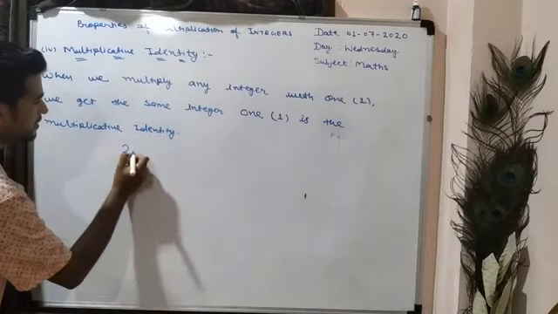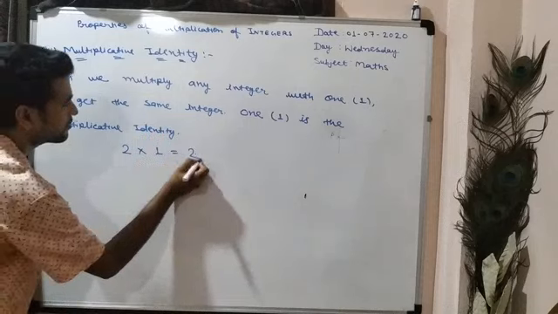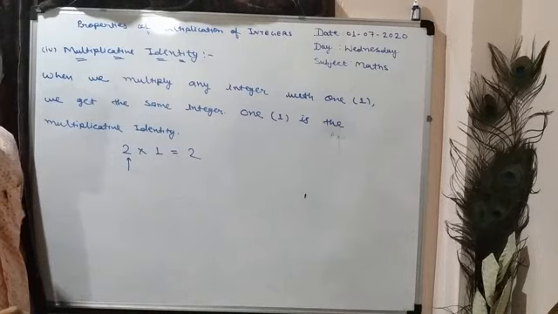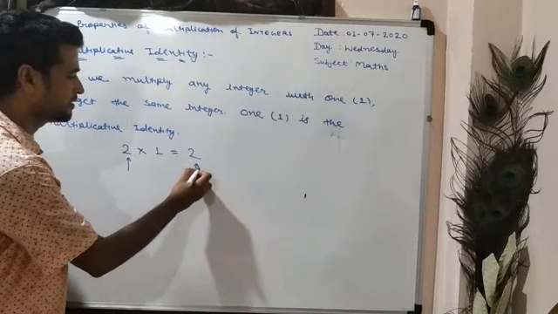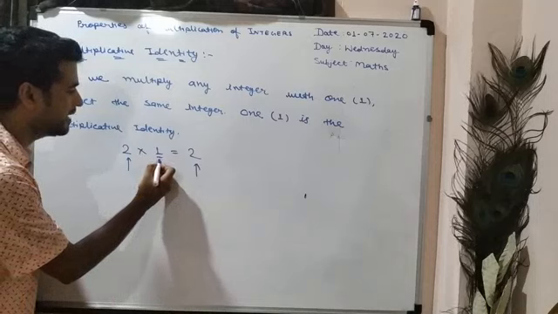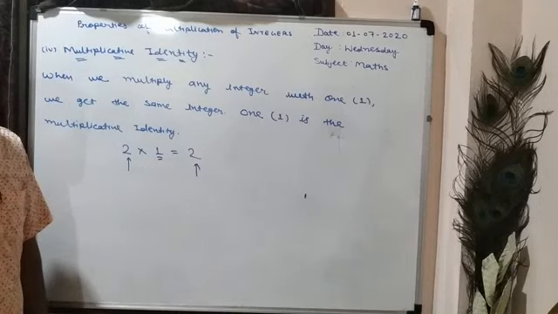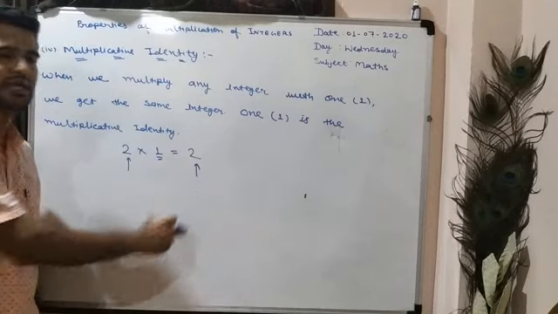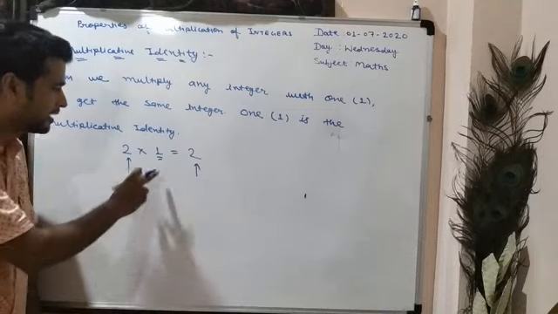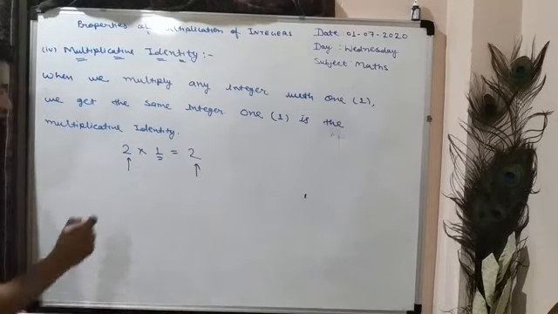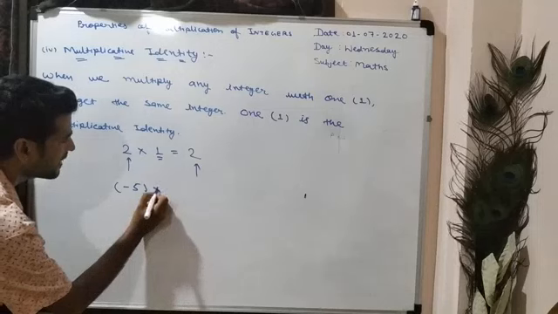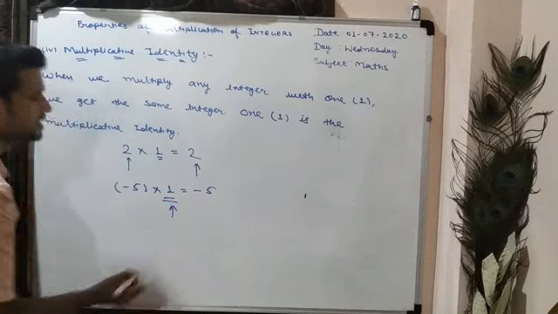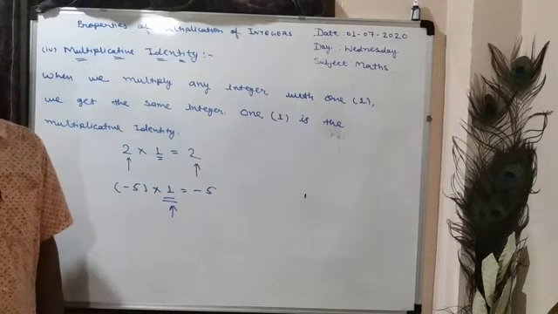We can take one example. 2 into 1 is equal to 2. So by what number should we multiply to get the same number? We are multiplying by 1. 2 into 1 is 2. It means we are multiplying this 2 by 1 to get the same integer, that is 2. So here 1 is the multiplicative identity. We can take another example, minus 5 into 1, that is minus 5. So here this 1 is the multiplicative identity.